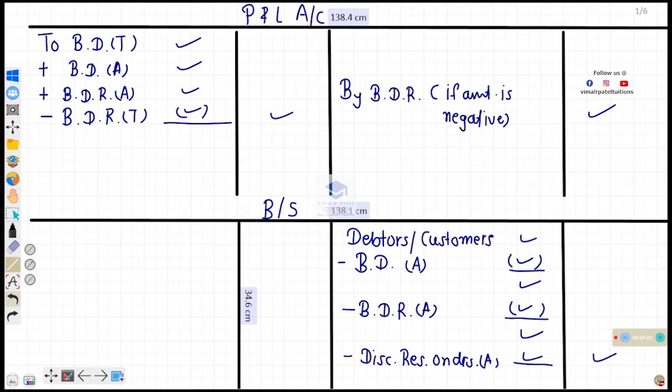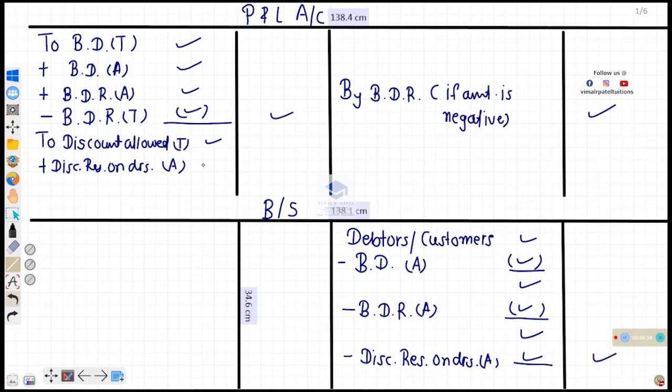Now, discount allowed or discount given? Given in trial balance plus discount reserve on debtors, which we have subtracted from debtors. And if the balance of discount reserve is given in trial balance, it will be subtracted.